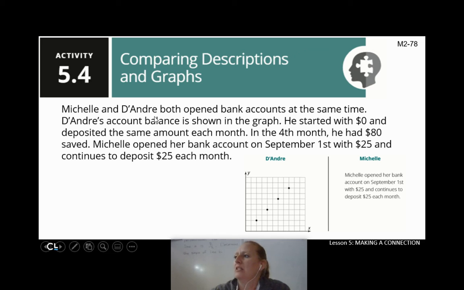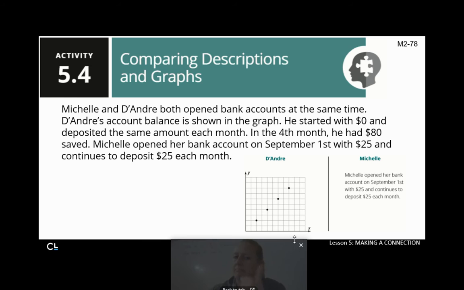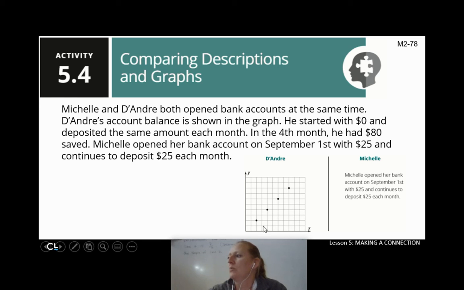Page 78, we're going to compare descriptions and graphs. So Michelle and Dondre both opened bank accounts at the same time. Dondre's account balance is shown in the graph. He started with $0 and deposited the same amount each month. In the 4th month, he had $80 saved. You might want to make a note of that, in the 4th month, so that's month 4, he had $80 saved. I'm just saying that might become important.